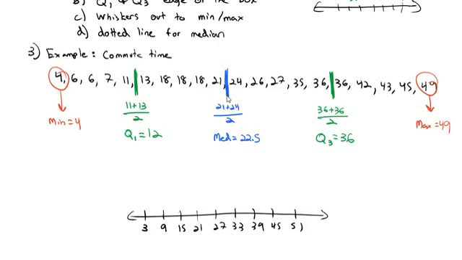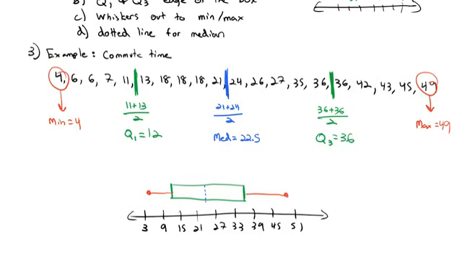My box is made from the quartiles at 12 and 36. So we connect our box. The median's a dotted line at 22.5. The whiskers go to the minimum of 4 and the maximum of 49. And we have our box plot.